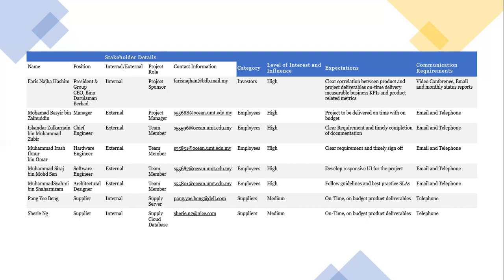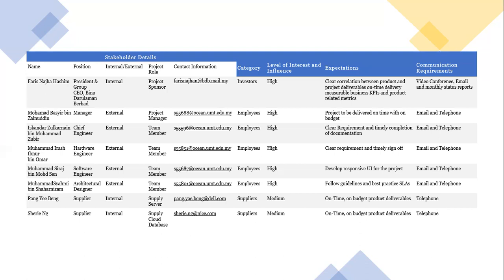This one is Mama. Expectation of the project is for the project to be delivered on time with on budget schedule. And we communicate with each other through email and telephone. Next up is more to have a high level of interest and influence. His expectation of the project is for clear requirement and timely completion of documentation. And just like our manager, we communicate through email and telephone.